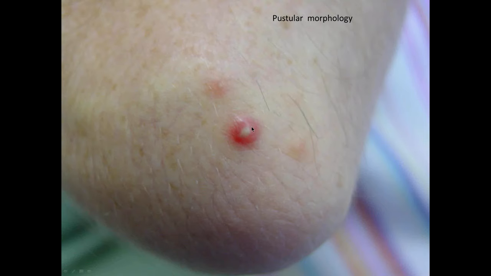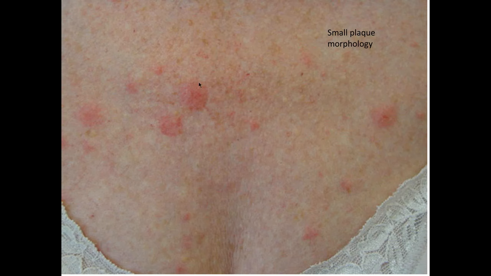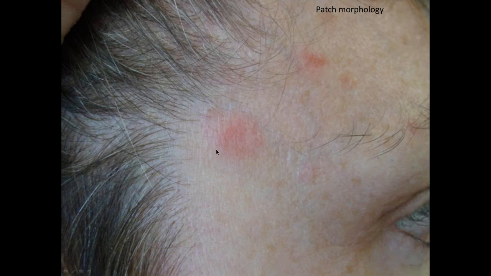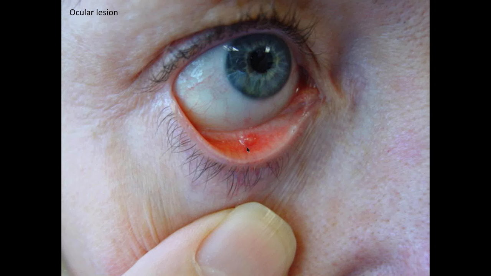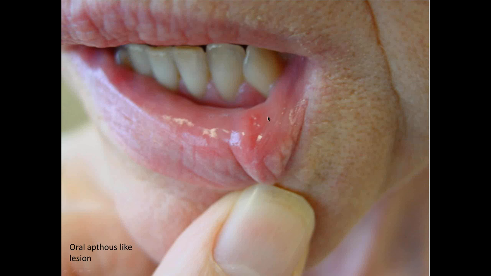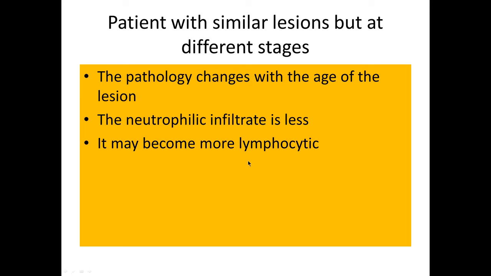But this lady also had a lesion that was inflamed and with a central pustule like this. She also had these small plaque-like lesions on her anterior chest wall. And she had these patch-like lesions on her forehead. And as well as that, she had a little lesion in her conjunctiva and another one on her lower lip. This one had initially been pustular, and then it became eroded, and you might have thought it was an aphthous ulcer-like lesion. So you can get varying morphologies.